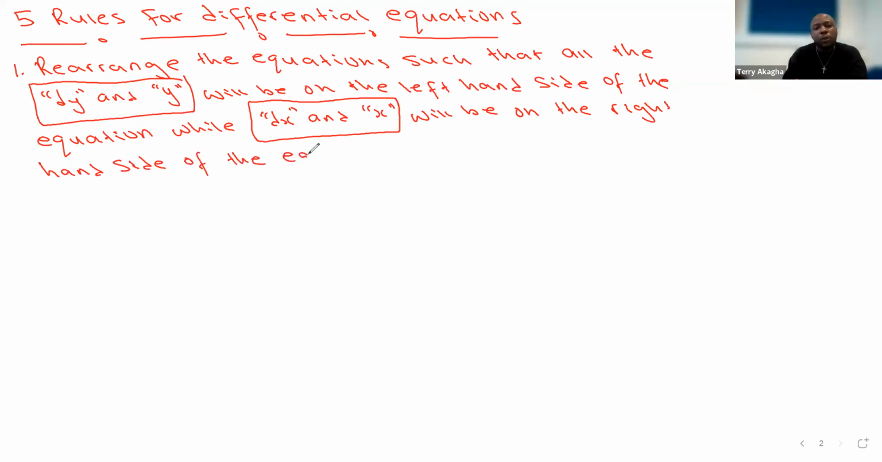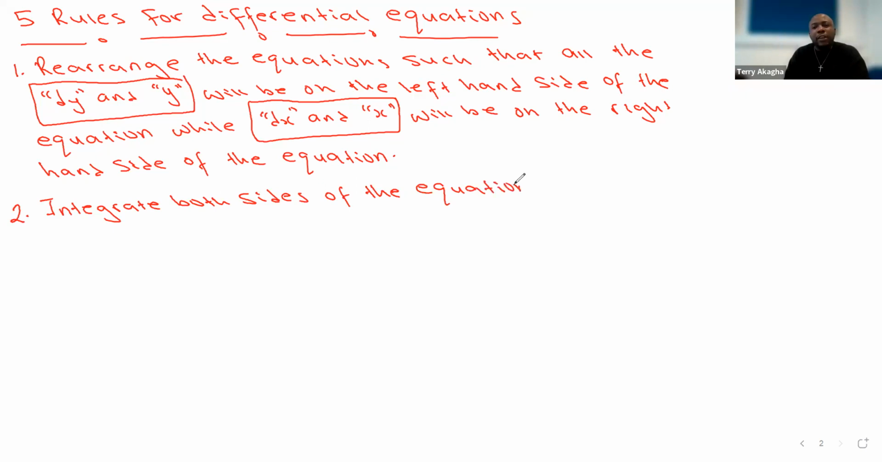So the first thing you do is rearrange the equation such that all the dy and the y will be on the left-hand side and all the dx and the x will be on the right-hand side. Now, when you're done with that, the second step is to integrate both sides of the equation. So number 2, you integrate both sides of the equation.